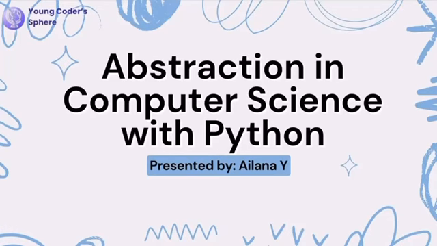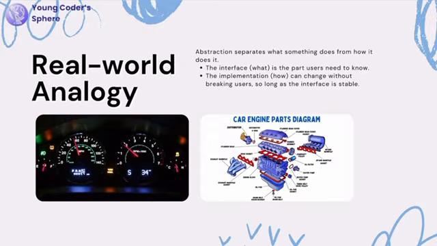Today we're learning about one of the most important computer science principles, abstraction. Abstraction means hiding details so we can focus on the bigger idea. In Python, we use abstraction every time we group details into a function, a class, or even when we use built-in libraries. Think about driving a car.